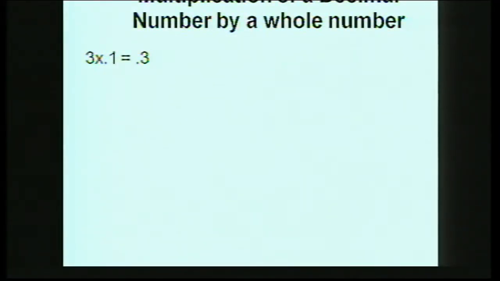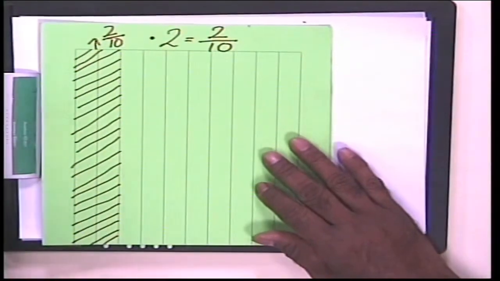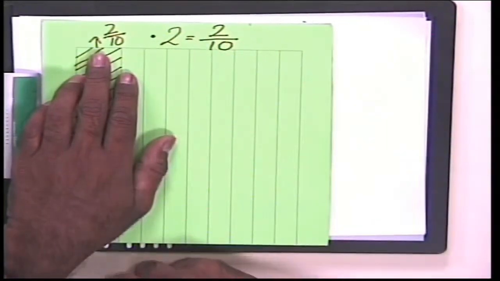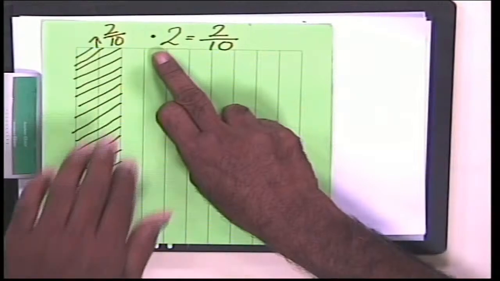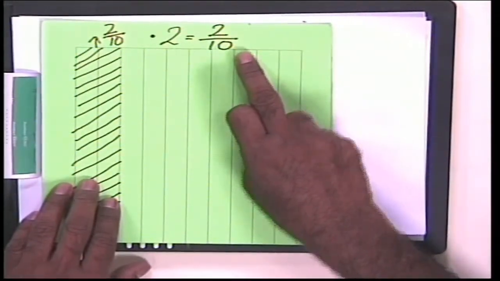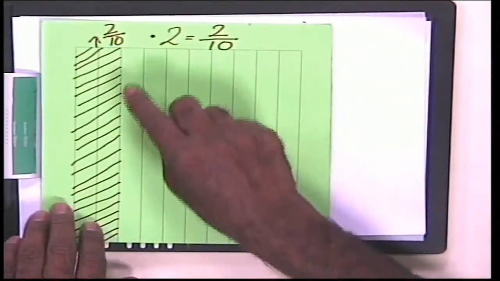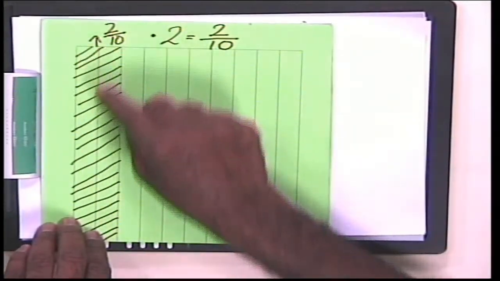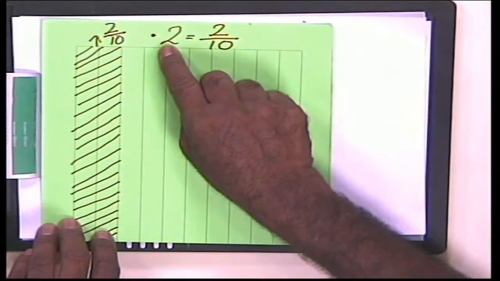Suppose we want to find out 4 into 0.2. How to find out 4 into 0.2? In this case, the decimal part is 0.2, and 0.2 can be expressed as 2 upon 10. That means this 10 part में हम लोग को 2 part shade करना है. This is the 2 part, and this shaded region represents हमारा 0.2.